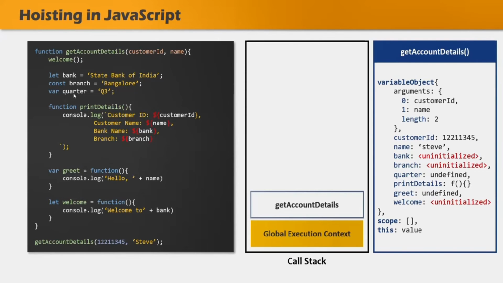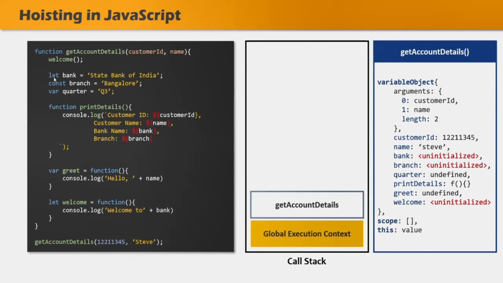But at the end, quarter and greet are two variables, and these two variables are created using var keyword. So with these two variable names, a property is created in the variable object, as you can see, quarter and greet, and both of them are assigned with undefined.